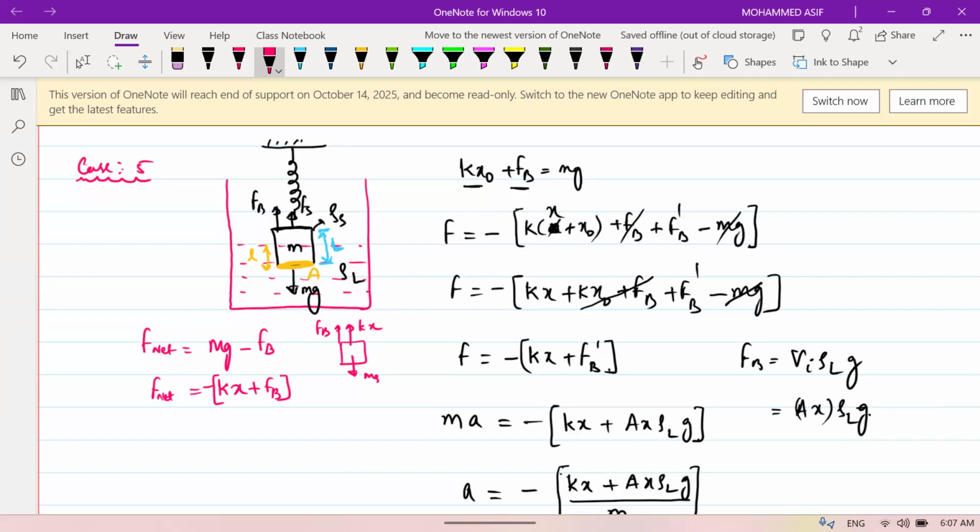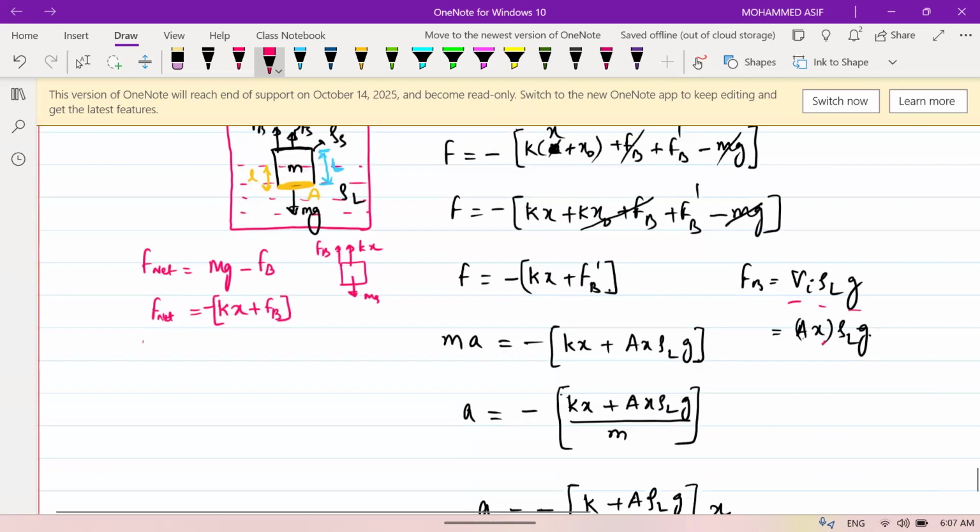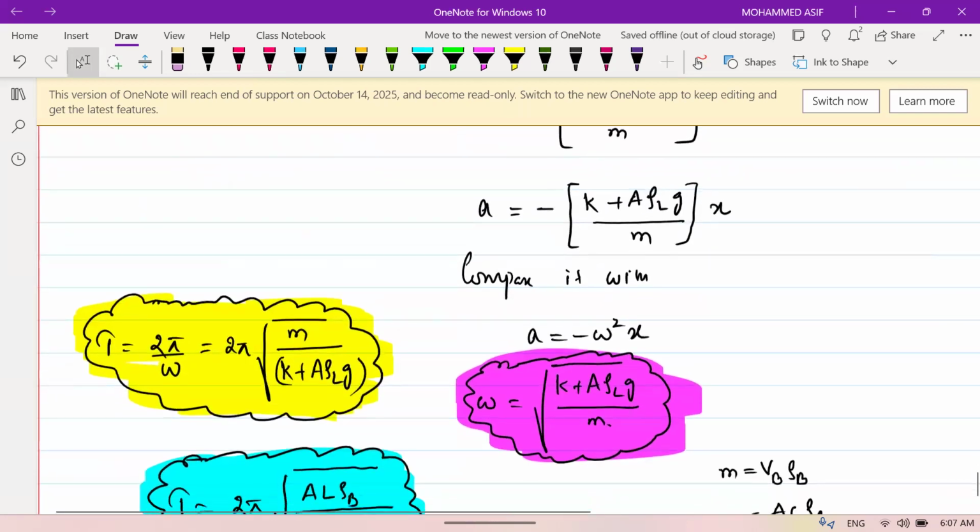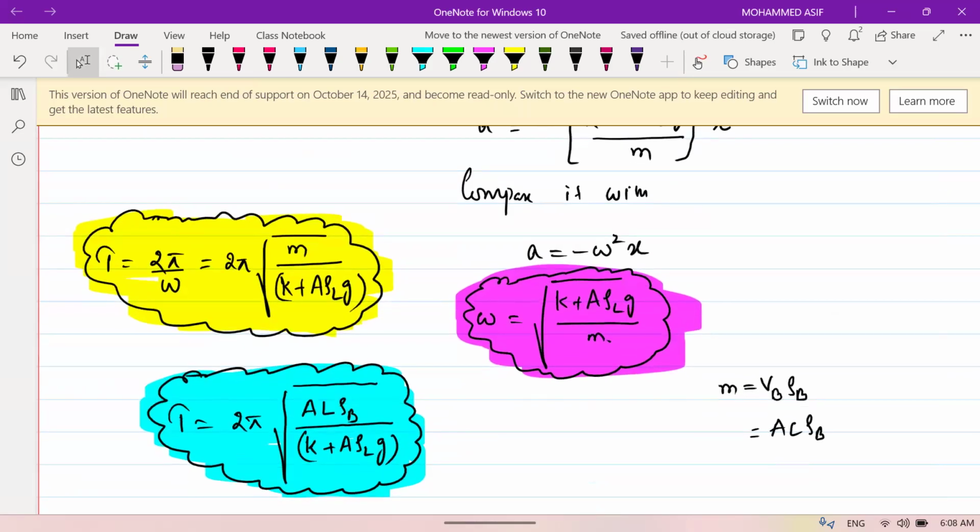In the buoyancy force formula, you already know it: volume, density of liquid, into g. Volume is equal to area into x. So if I simplify it, F net is equal to m into a. We'll get the acceleration as well as omega. So from this one, you can calculate the time period.